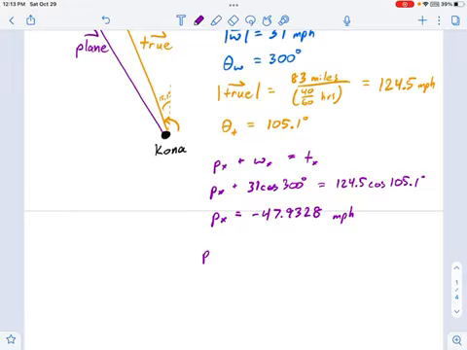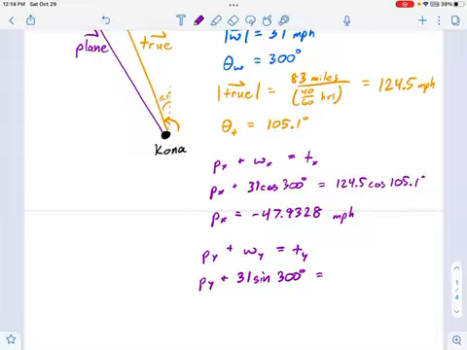Now, next equation, py. I keep saying py plus wy equals the true y heading. So, sub in what we know. The wind vector has a magnitude of 31, and its direction is 300 degrees. So, whoops, can you see what I did wrong there? We are using sine, because this is the y component, the vertical component. So py plus 31 sine 300 equals, where were we here? 124.5 sine, this is the y component, of 105.1 degrees.